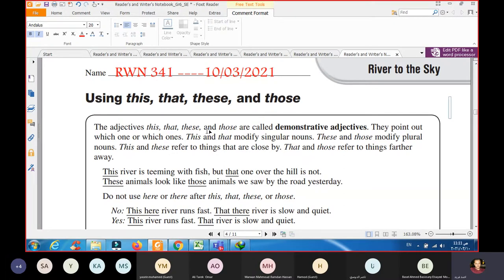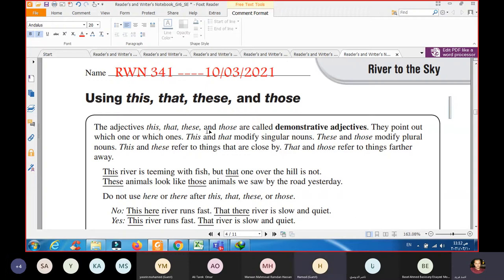And here, these is for plural, but those group of people or group of things or group of stuffs are close to me. Those modifies plural nouns, but which is far of you, not close to you. So let me give you examples. This is Basil. It means that Basil is next to me. That is Hamoud.